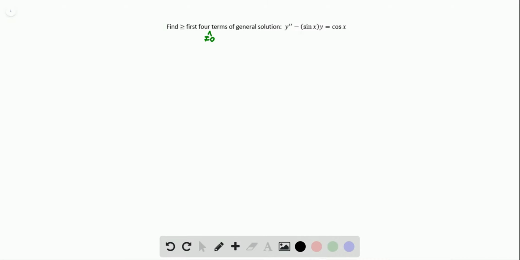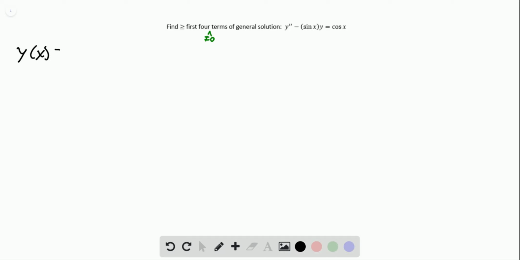Hello everyone. Today we're going to find at least the first four non-zero terms of the general solution to the differential equation y double prime minus sine x times y equals cosine of x. So the first thing we're going to do is write everything in terms of the power series, except for sine of x and cosine x, which we're going to limit to just a few terms.